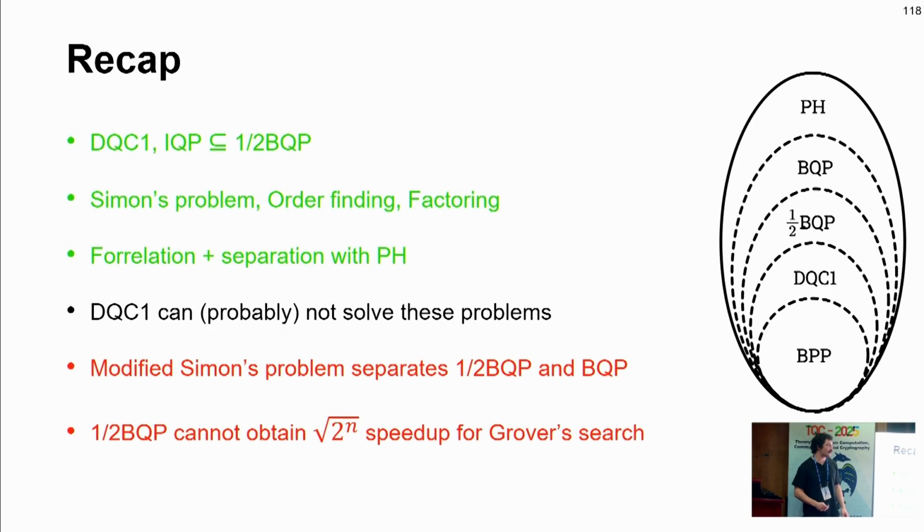And as a recap here, what have we shown? We've shown that half BQP kind of sits somewhere above one clean qubit, can do some useful things, some powerful things, and cannot do some other powerful things, such as Grover search.